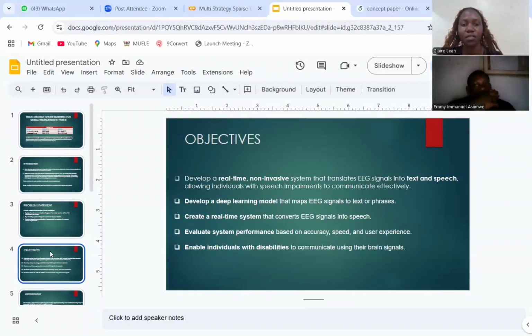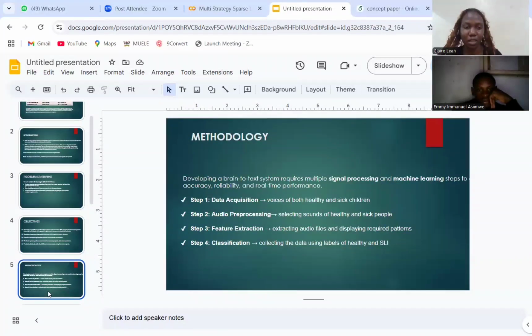Then develop a deep learning model that maps the EEG signals to text or phrases. Here, the deep learning model mimics how the human brain processes information. Then we are going to create a real-time system that converts EEG signals to speech. Then evaluate the system performance based on accuracy, speed, and user experience. Then enable individuals with disabilities to communicate using their brain signals, the way I talked about it, that we're going to extract signals.